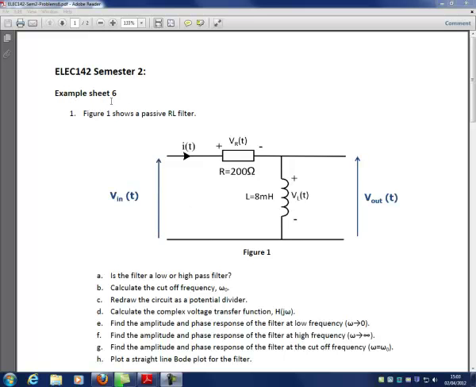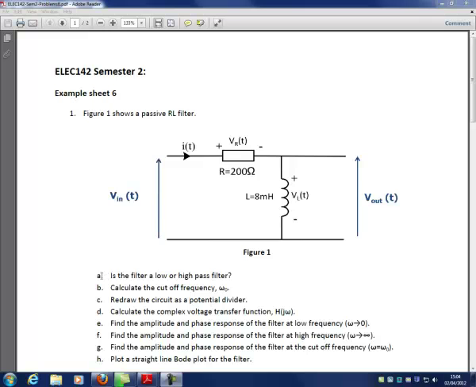Figure 1 shows a passive RL filter. All of the filters we've looked at so far have been passive. This is because they've got no power supply of their own. If you build a filter with an op amp, that has a power supply to it, so that actually affects the gain, and it means that it's not passive. So passive just means that there's no additional power supply going into this.